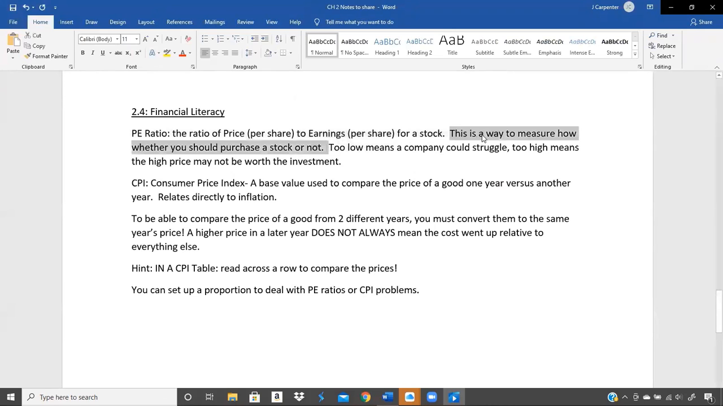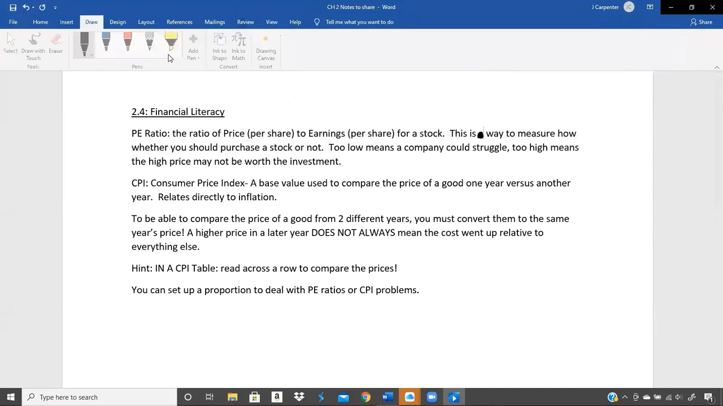Now, this is a way. This is a way. I'm going to highlight that letter A. That's not a highlight, is it? That's blacking it out. Highlight. This is a way to measure whether you should purchase a stock or not.